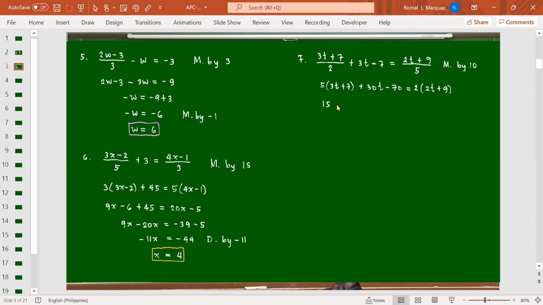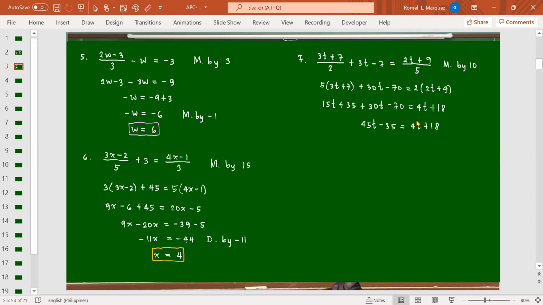So this is equal to 15t plus 35, then plus 30t minus 70. On the right side, we have 40. 2 times 9, that is 18. Simplifying by collecting those terms with variables on the left side and those constants on the right side. 15t plus 30t is what? 45t, no? Okay, guys. What about 35 minus 70? That is negative 35. The right side, we now have 40 plus 18.